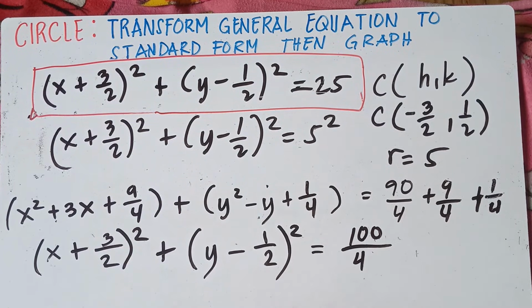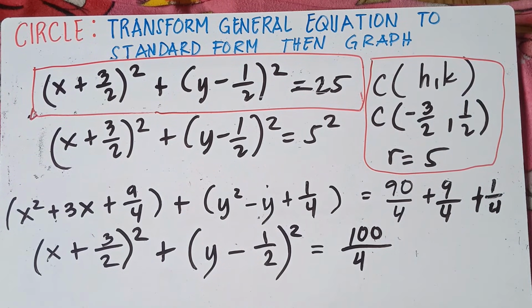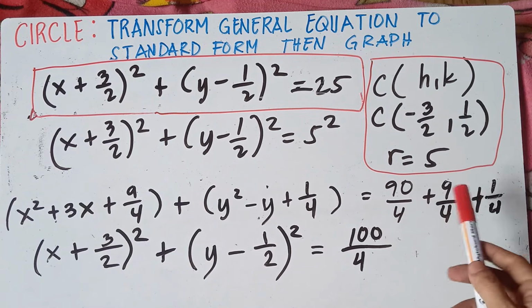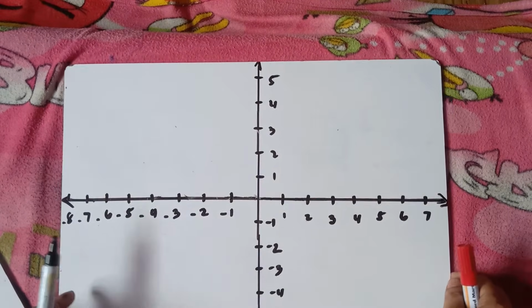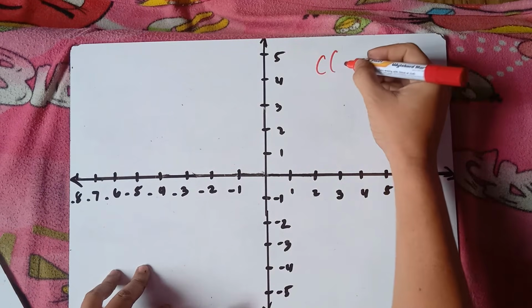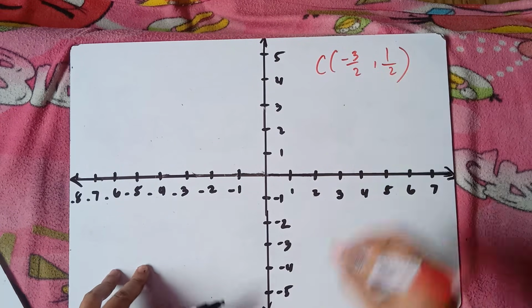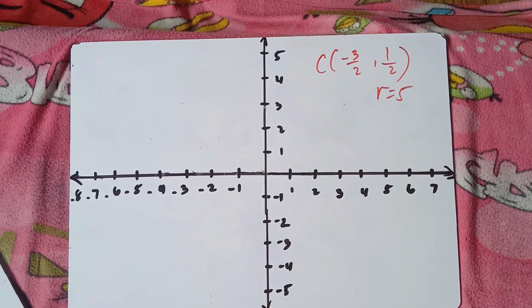So that's it. Alright, so h is negative 3 over 2. K is 1/2. And radius is 5. Let me graph that. Okay, let's graph that. Alright, so recall that one. Remember the answer? The center is negative 3 over 2 and 1/2. R is 5. So what is negative 3 over 2, class?